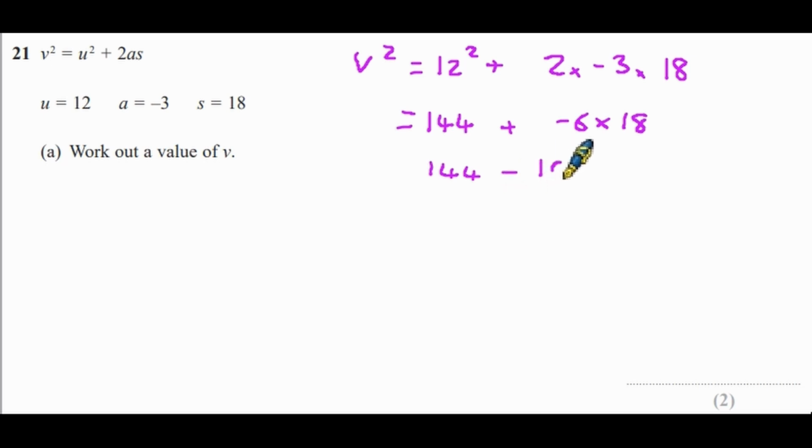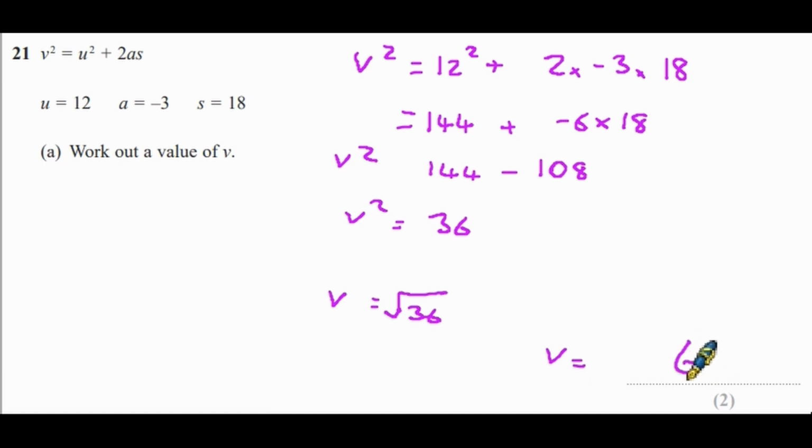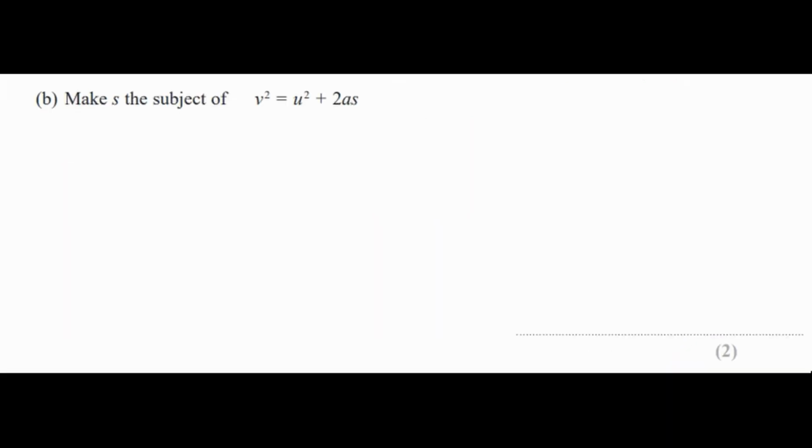So minus 108. So we now have v squared equals 144 minus 108. The answer to that is then 36. If we're looking for v rather than v squared, then we need to find the square root. Therefore, v is the square root of 36. Therefore, v equals 6.